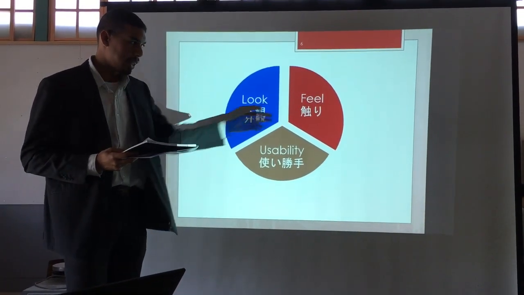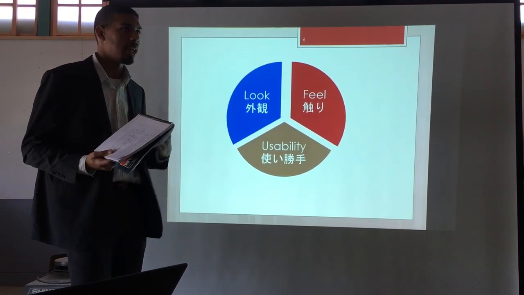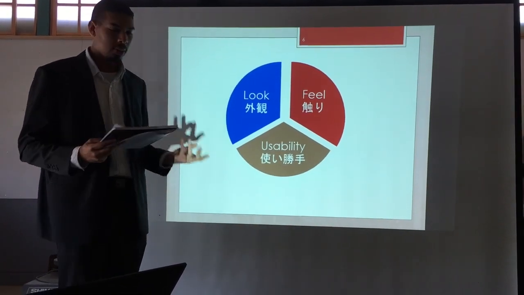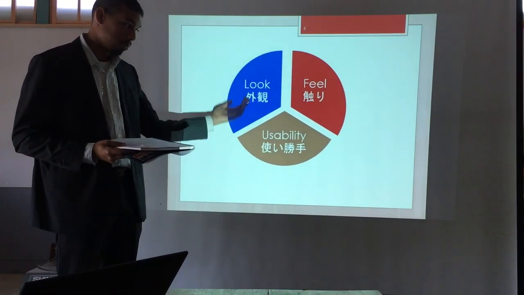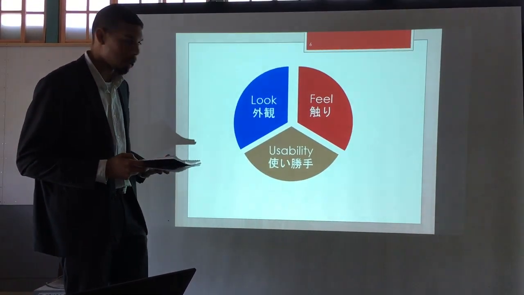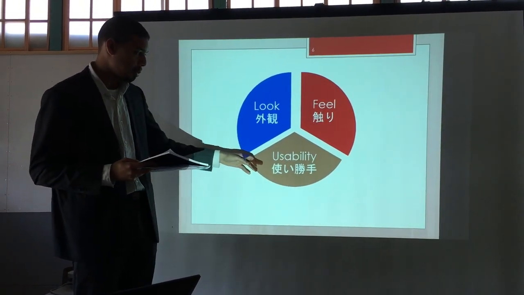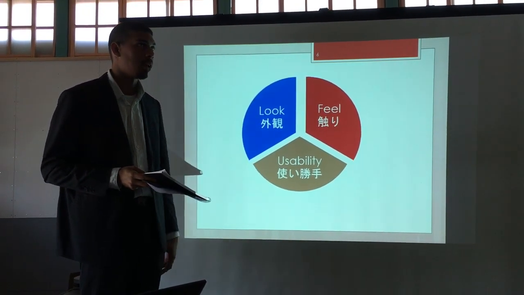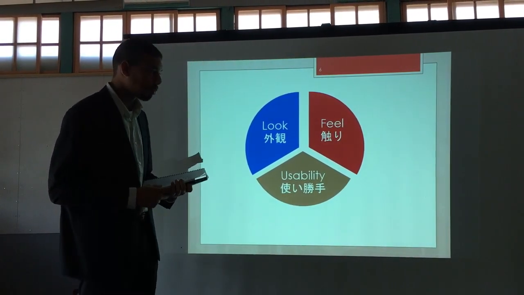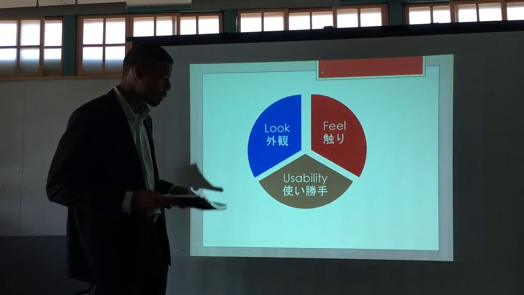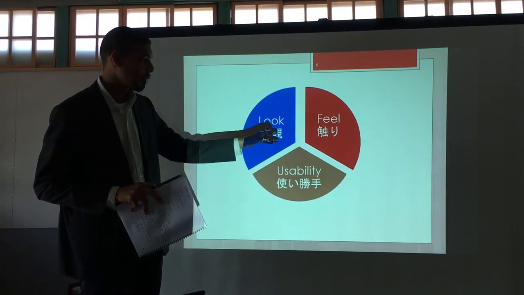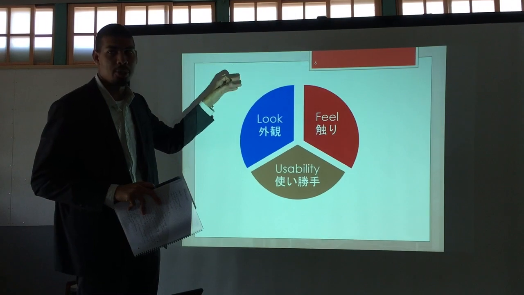Gaikan for look: the impression, what they feel when they come to the website, is it a beautiful site. We want people to come back to the website, so this is linked to the feel and the look too. And feel, it's sawari, and usability is how to make the website as easy as possible. So usability, we have Tsukai Kakte. So these are the three things that make the user experience.